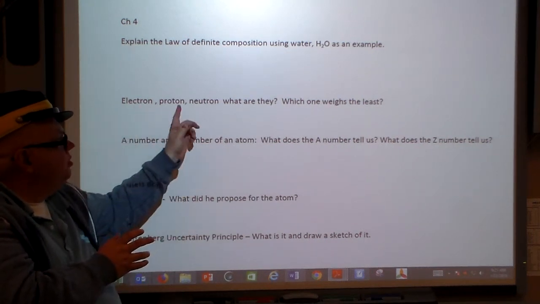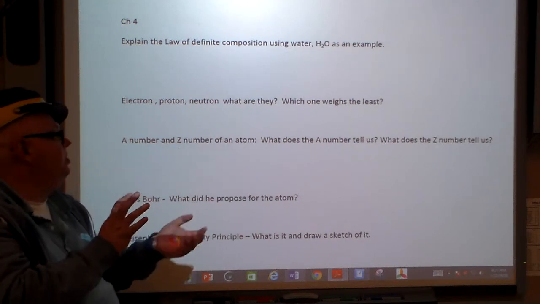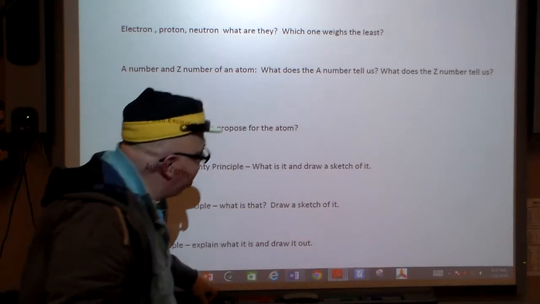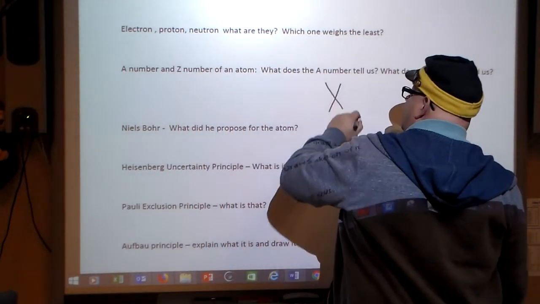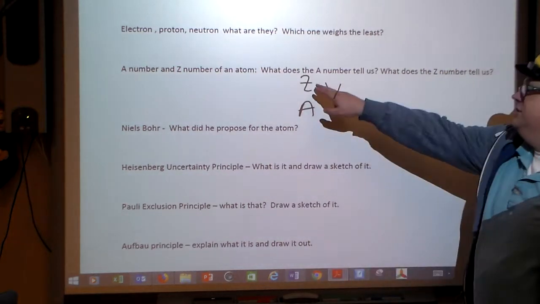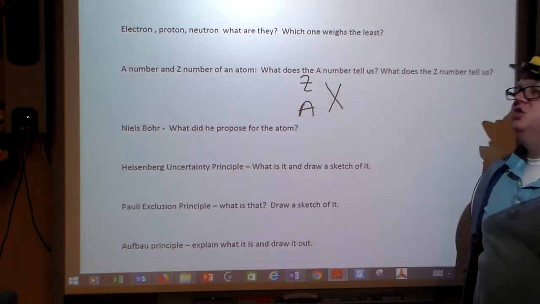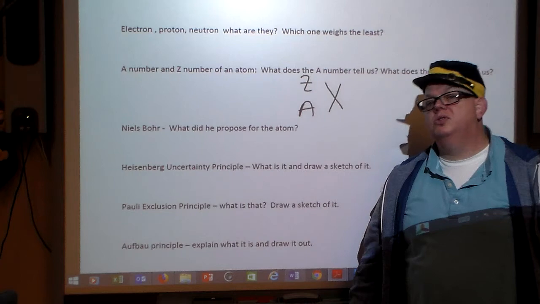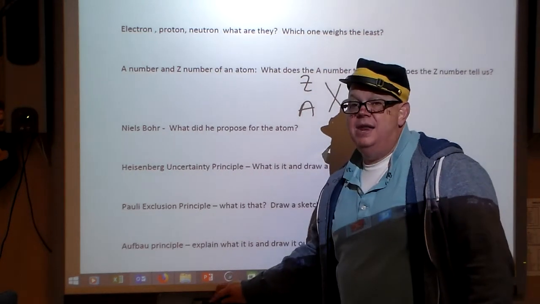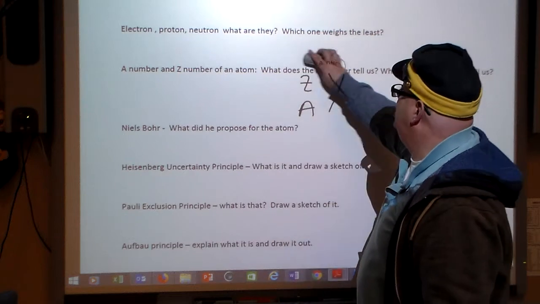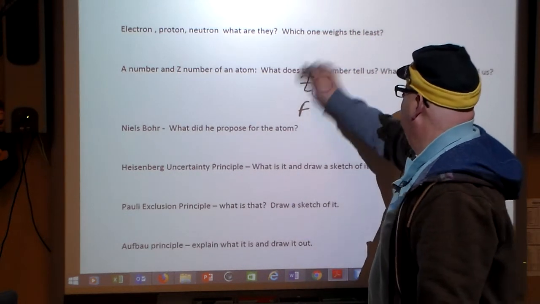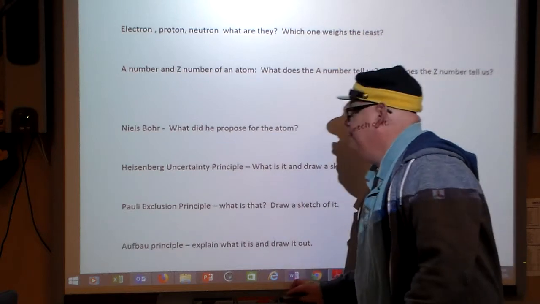All right, electron, proton, neutron, what are they? You guys should know this. We did talk about the Z and A number. Remember, if you have an element X, Z is the number of protons and neutrons. A is the number of protons. Remember, protons give you the identity of the atom. Change the proton, you change the identity. Save the cheerleader, save the world. Okay, moving on.